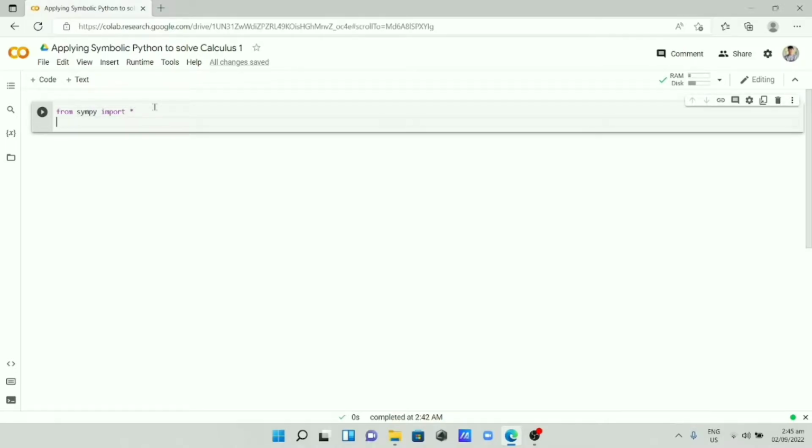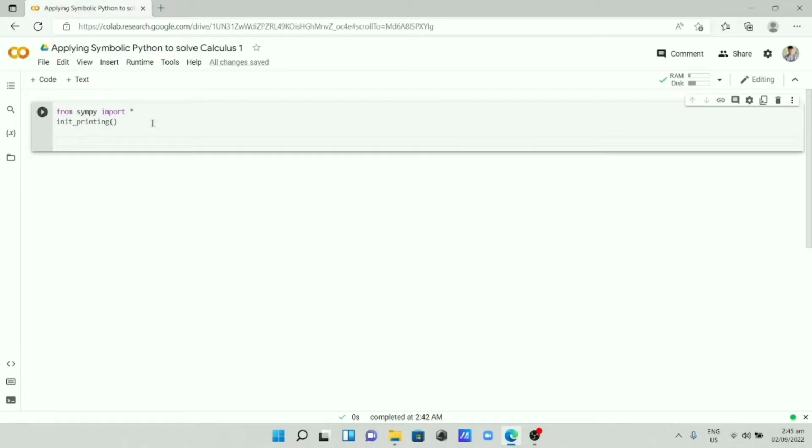To initialize, we are going to put init underscore printing and close parentheses. Also, to initialize the variables we are going to use later on, we are going to use x equals symbols parentheses quotes x, and there we go. We have the code in order for us to solve the problems later on.